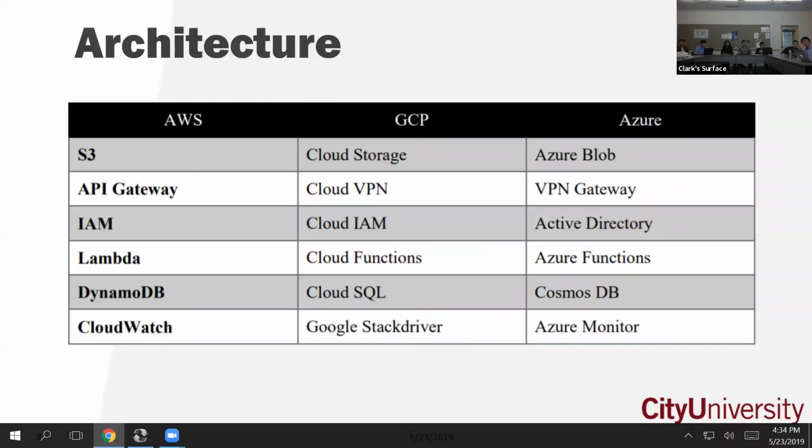One of the things is we try, because we have tons of them, it's so hard to keep track. Even employees of these cloud providers have a hard time keeping track of their services. So here's a way to compare the equivalent of each service. AWS has a storage service called S3, and the equivalent would be Cloud Storage for Google Cloud Platform, Azure Blob for Azure. And API Gateway would be Cloud VPN Gateway, and so forth.